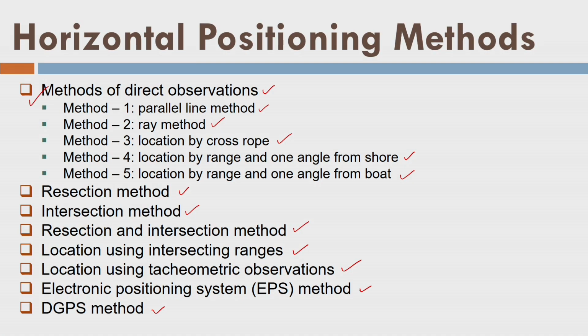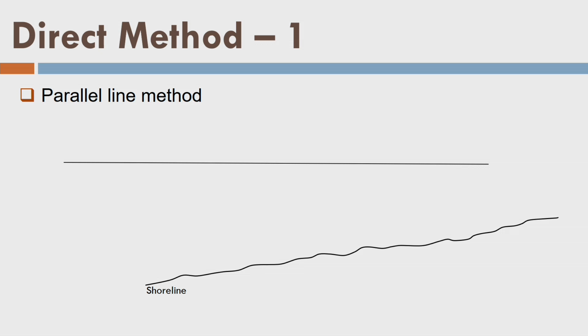So, let us start with our direct observations. This is our first direct method, where we observe the position of the sounding location by direct observation. That means we are observing maybe an angle or distance directly from an instrument and recording it. So, let us look into this method, which is the parallel line method.